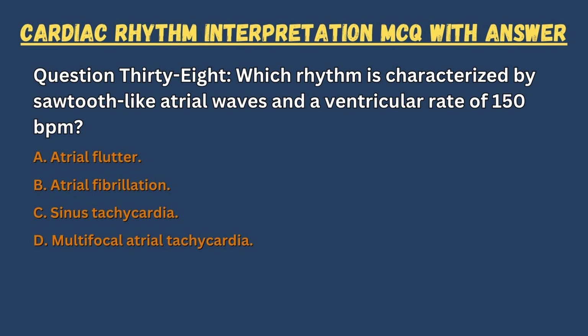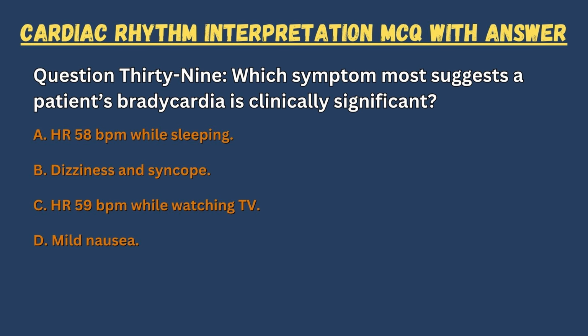Question 38. Which rhythm is characterized by sawtooth-like atrial waves and a ventricular rate of 150 BPM? A. Atrial flutter. B. Atrial fibrillation. C. Sinus tachycardia. D. Multifocal atrial tachycardia. Answer: A. Atrial flutter.